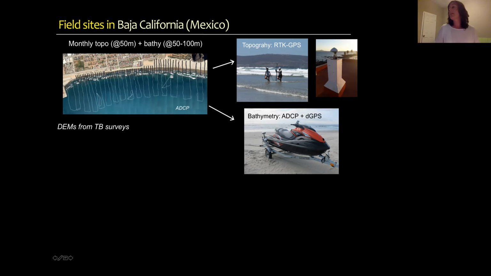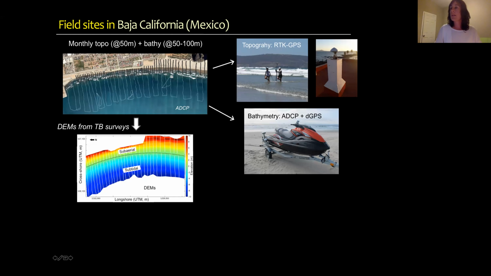So basically, the jet ski has a GPS antenna and an ADCP, which has an integrated echo sounder on it. So this is really good because you can measure the depth at really shallow waters, and everything is radio linked. So all the information is sent directly to the computer.